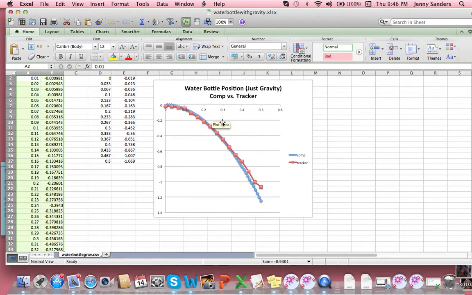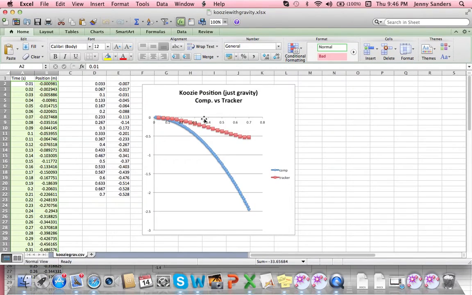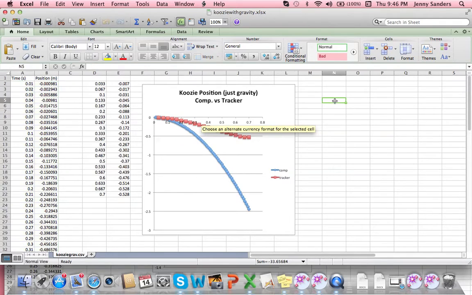And I got the water bottle with gravity. Right here is the Tracker. So the Tracker is in the red, and then the computational model is in blue. As you can see, this is only affected by gravity, and it's not exactly the same. And I did the same thing with the koozie. And as you can see, it's not the same at all, with only gravity affecting it. The red one's the Tracker, the blue one's the computational model.